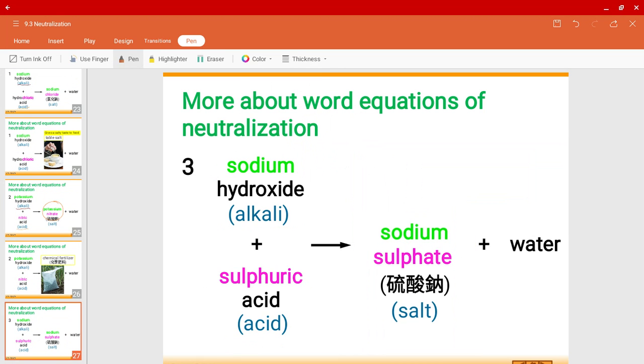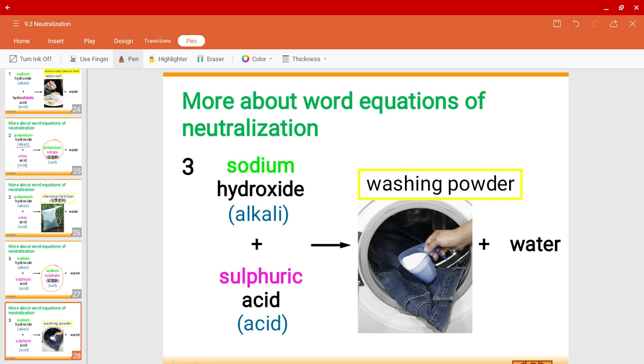Another example, you have an alkali sodium hydroxide, you react it with sulfuric acid, you get a specific type of salt, which in this case is sodium sulfate. Sodium sulfate is used as washing powder. Do you notice all these different types of salts? They will have different uses. But they follow the same word equation: acid plus an alkali, when you react them together to neutralize, they get a specific type of salt plus water.